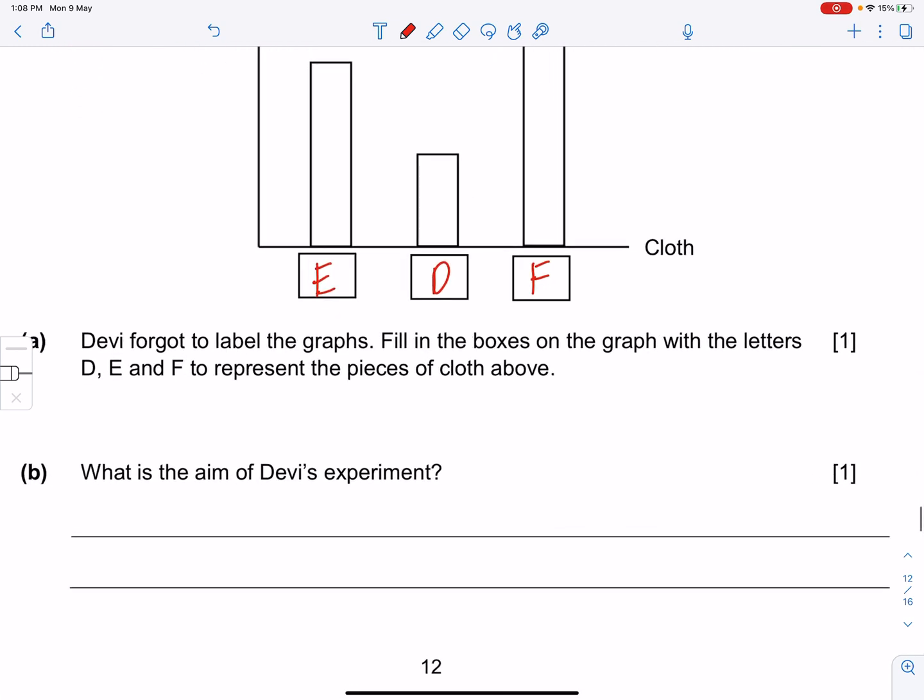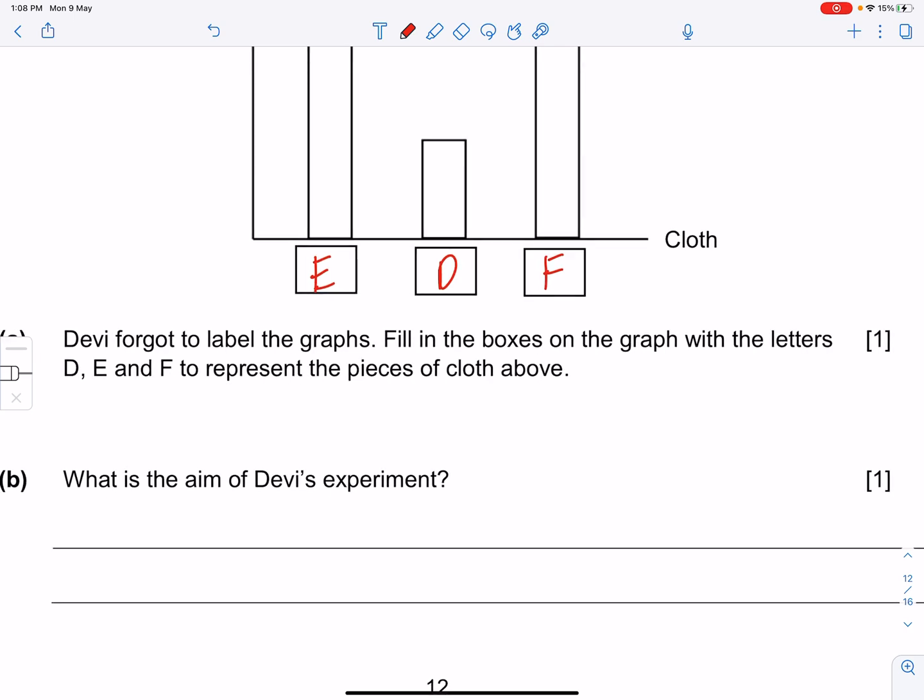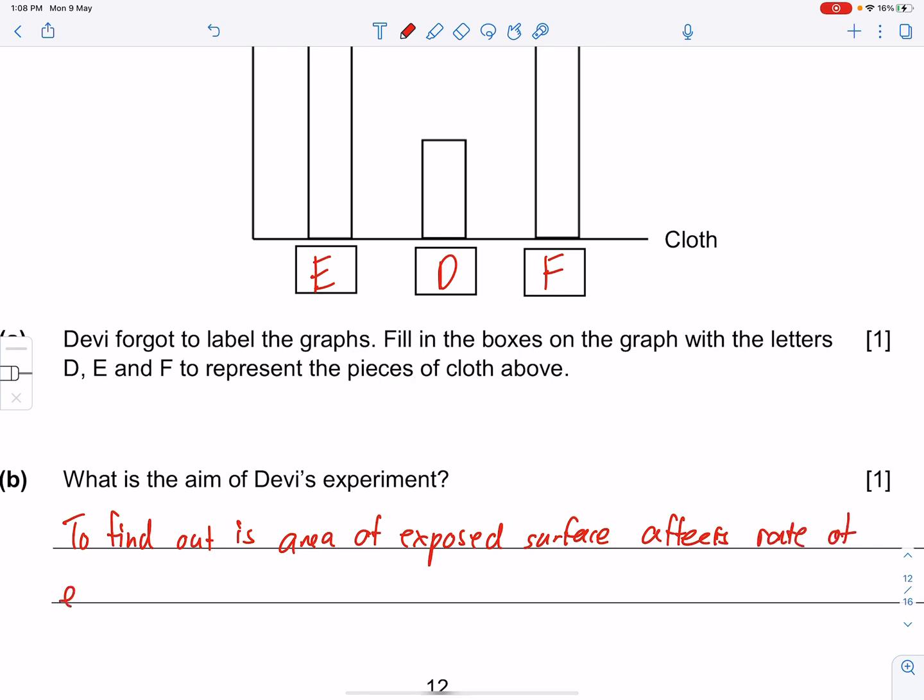Now, what is David's aim of experiment? The whole idea was that he wanted to find out. So the aim of the experimenter would be to find out if the area of exposed surface affects the rate of evaporation. The key words here would be exposed surface area and rate of evaporation.